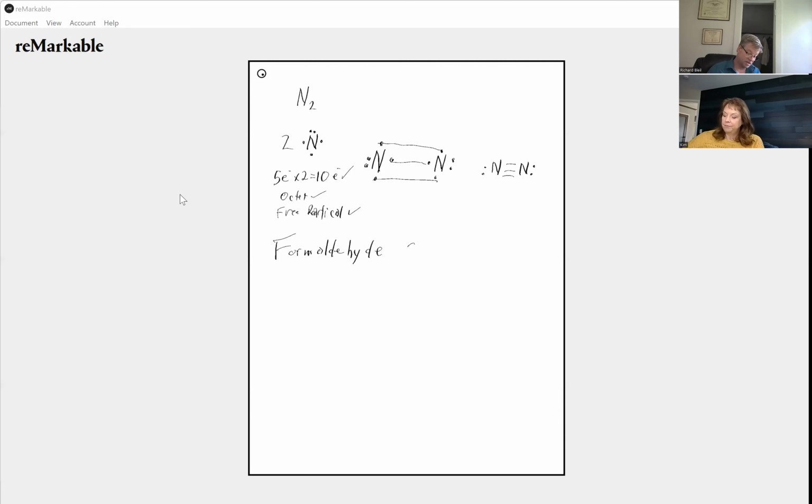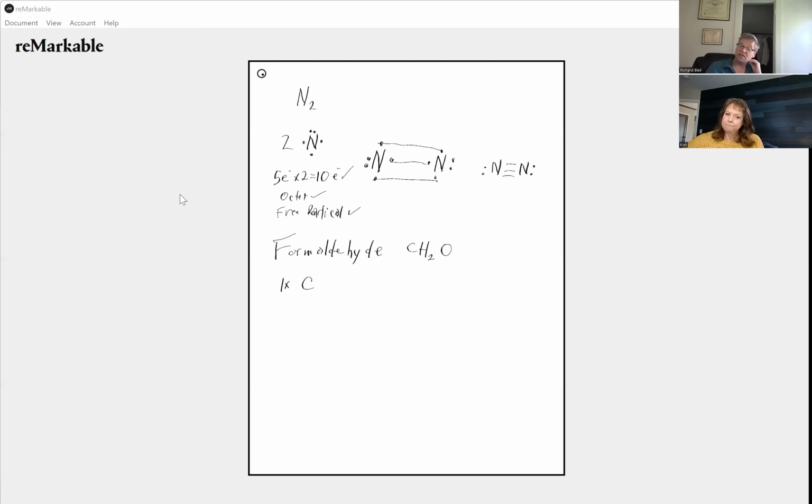Formaldehyde has the formula CH2O. What is the Lewis dot structure for formaldehyde? Well, we're going to do it the exact same way. We're going to write down each element and the number of each element that we have.